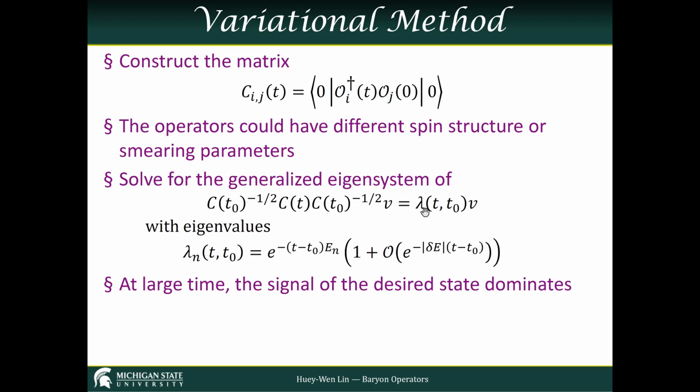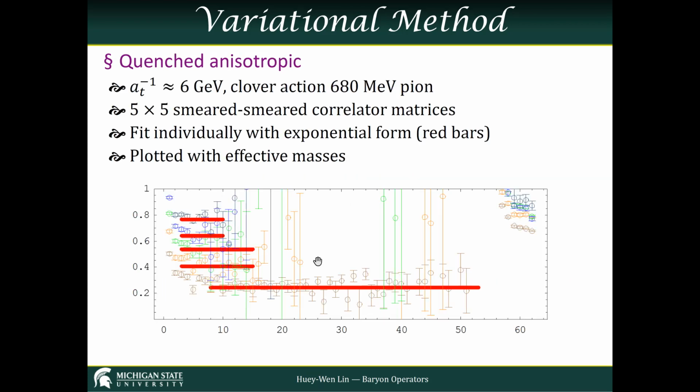And when you get these eigenvalues, lambda of t and t naught, these will have the same properties as the correlators that we studied in the simplest case. And you'll be able to extract not just the ground state energy, but usually several excited states from this as well. Here's an example from a quenched anisotropic lattice.